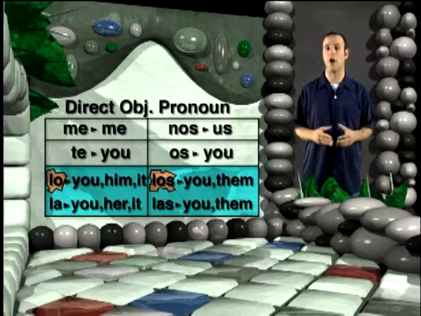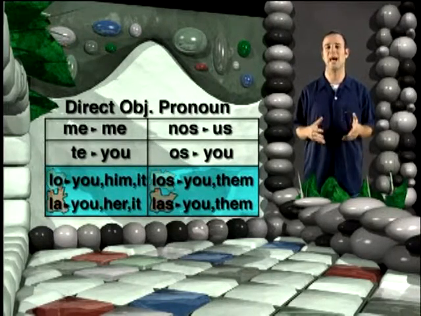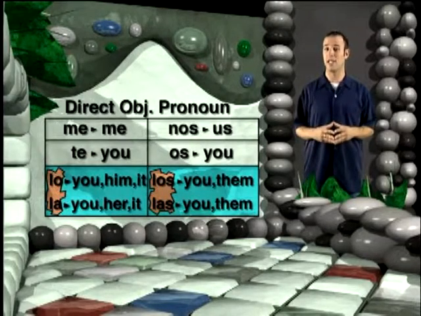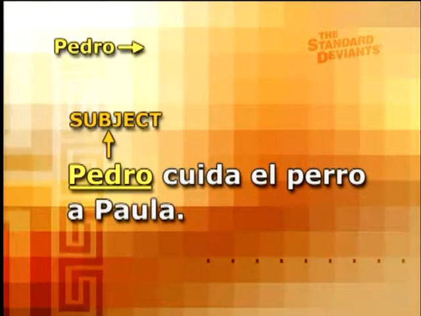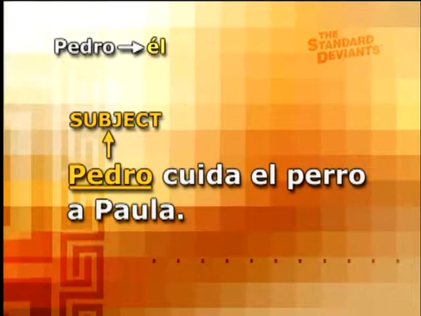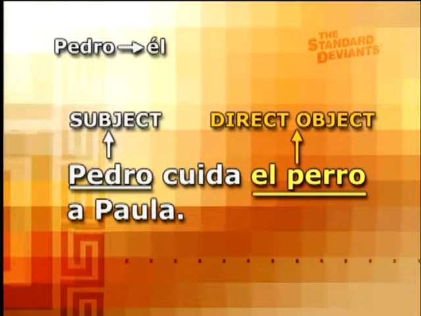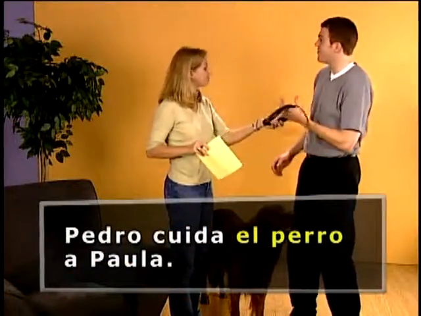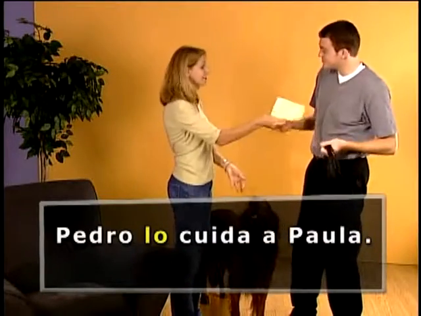Lo and los are used to replace masculine nouns, and la and las can be used to replace feminine nouns. Keep that in mind when your noun is an animal or an inanimate object. And just like we changed Pedro into the subject pronoun él in our sentence, we can change our direct object, in this case el perro, into its pronoun, which in this case would be the third-person masculine lo. Pedro cuida el perro a Paula. Pedro lo cuida a Paula.